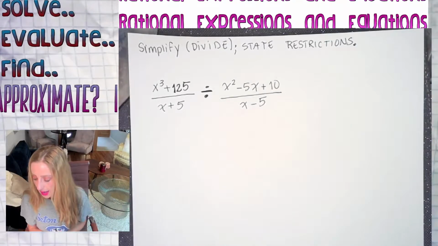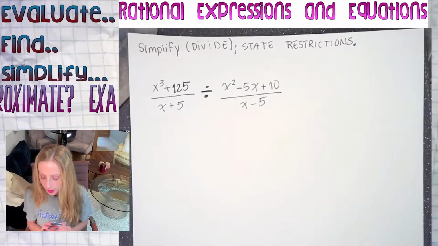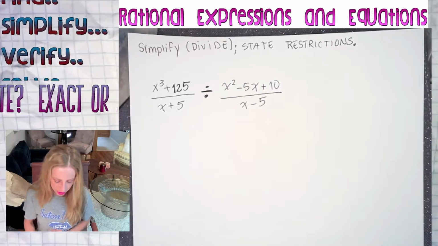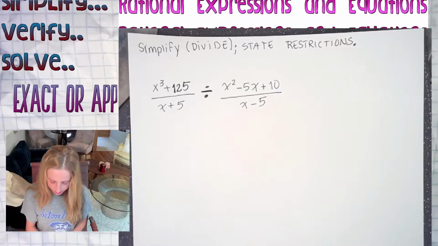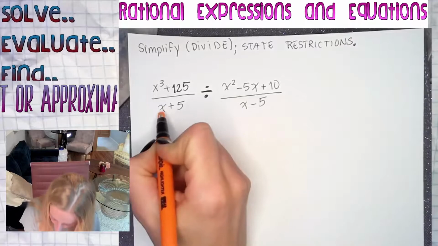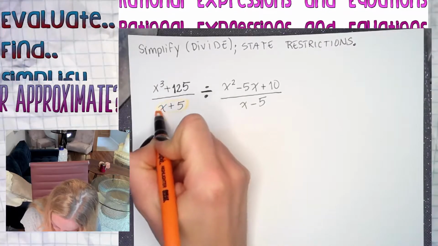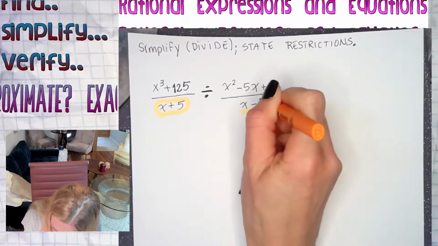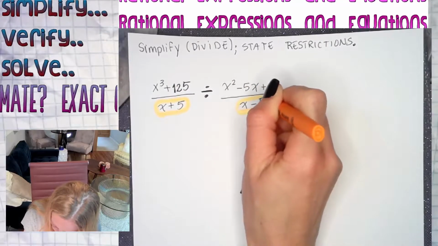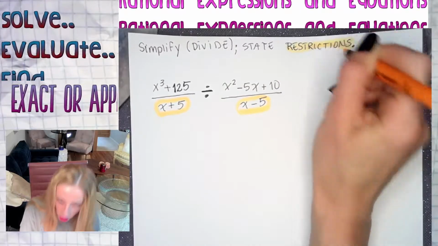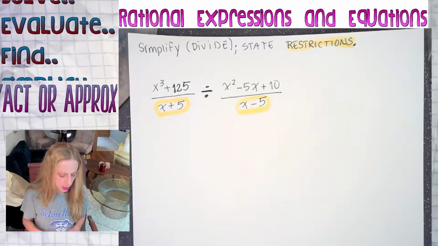Here we have a beefier example where we actually have a division sign thrown in. Things that you want to pay attention to: when we get to the restriction part, anything in the denominator at the beginning or by the end of the problem is going to be involved with our restrictions. So I'm just going to throw a little orange on them. Those are in my denominators right now.